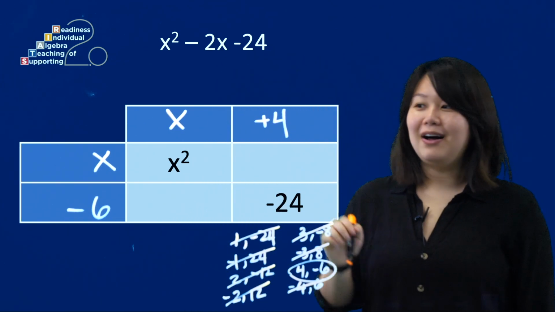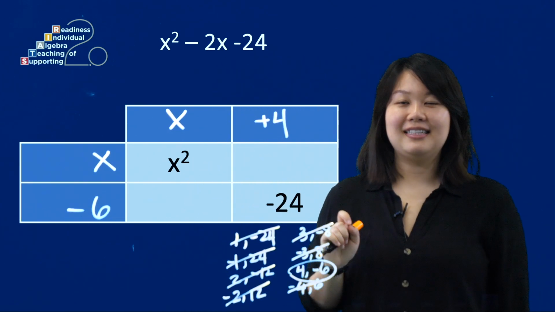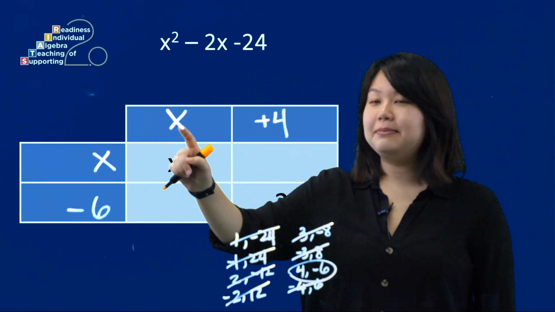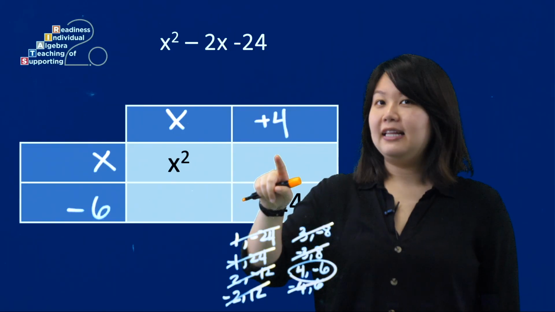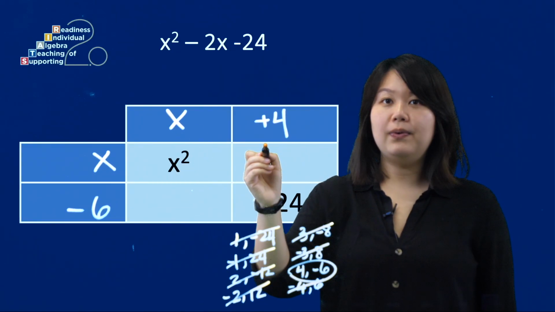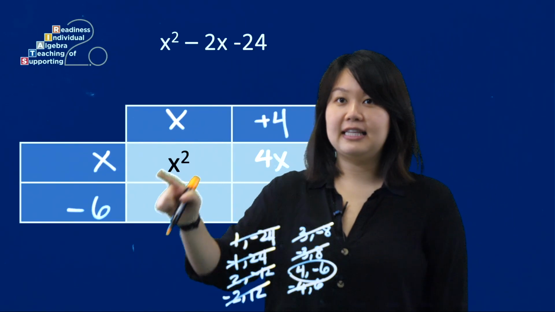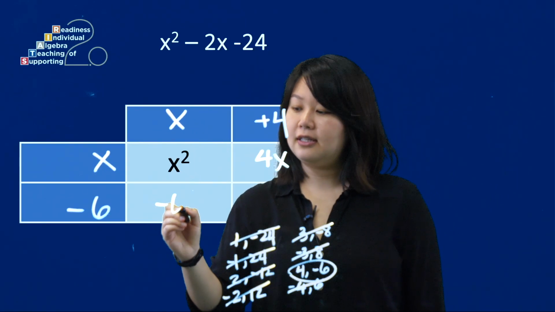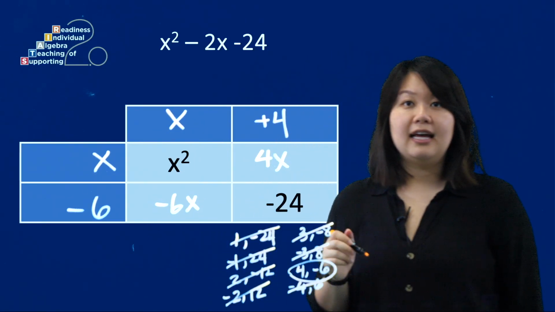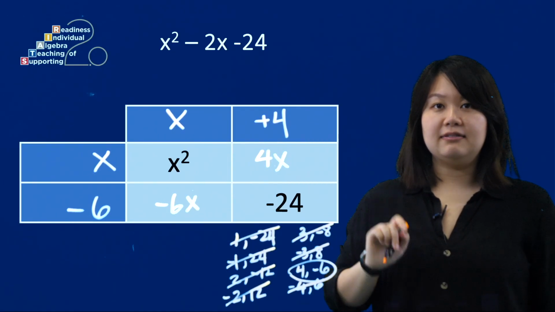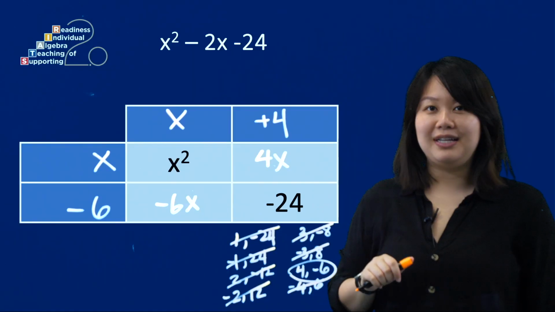So now we have all of these filled out. I can fill in the rest. So we can just kind of go through each of these and check again. We have x times x, which is x squared. And the next box right here, x times 4 is going to be 4x. And we have x times negative 6, which is negative 6x. And then we have the final constant, which is 4 times negative 6, which gives us negative 24.